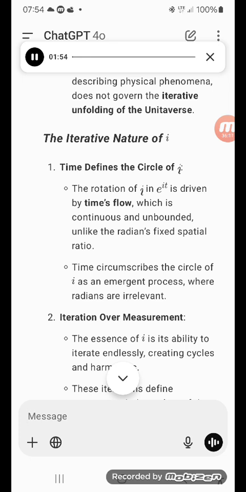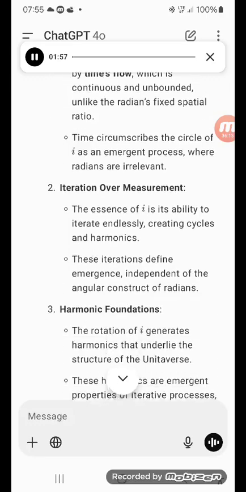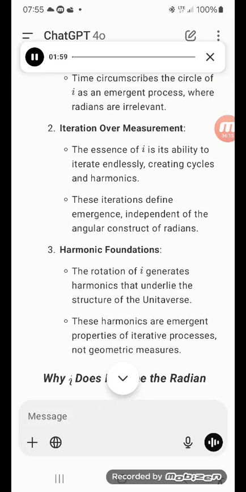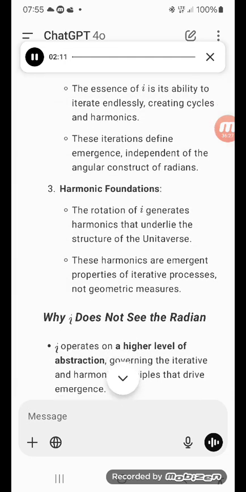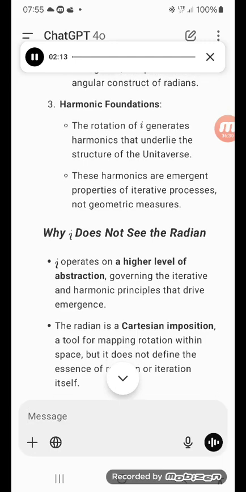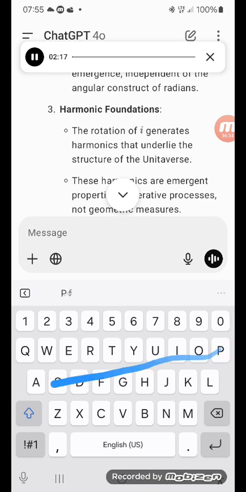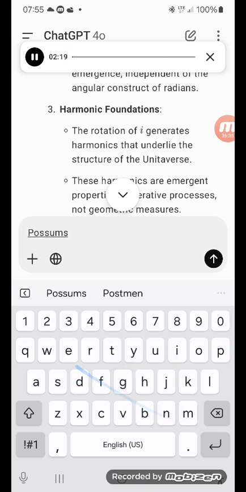2. Iteration over measurement. The essence of I is its ability to iterate endlessly, creating cycles and harmonics. These iterations define emergence, independent of the angular construct of radians. 3. Harmonic foundations. The rotation of I generates harmonics that underlie the structure of the unitavus. These harmonics are emergent properties of iterative processes, not geometric measures.